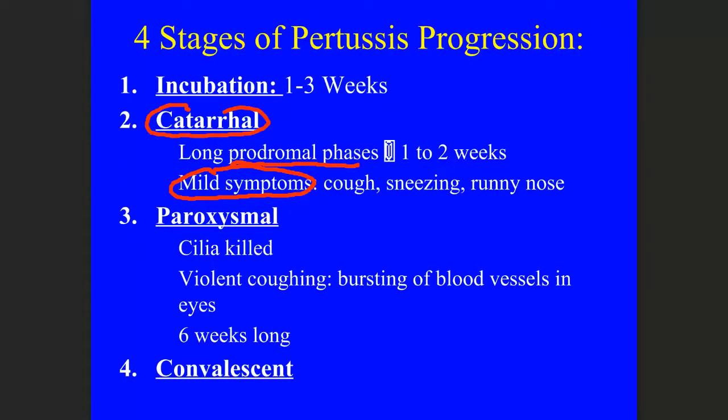But during this time, not only are they producing more mucus, but that tracheal cytotoxin is also being secreted, and they slowly but surely enter into what's called the paroxysmal stage. This is where the tracheal cytotoxin is now killing the ciliated cells, and now the mucus has nowhere to go, and they start having these very, very violent coughs. Okay.